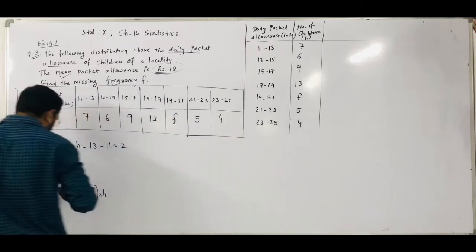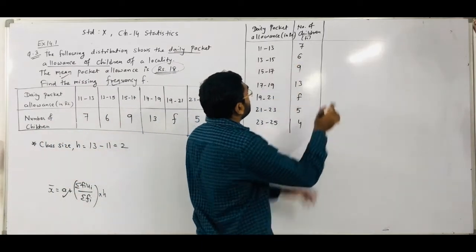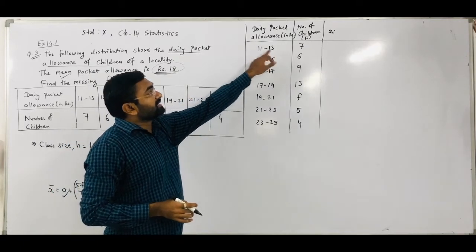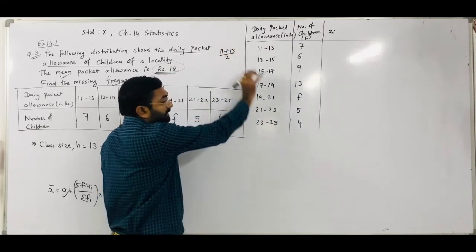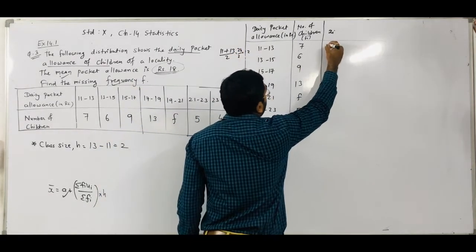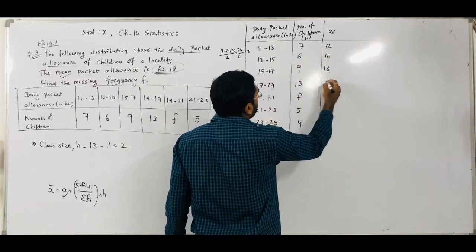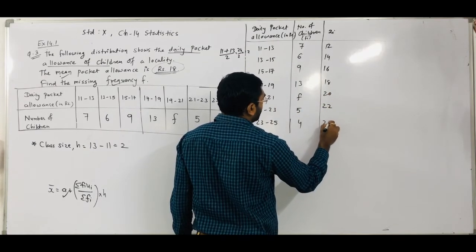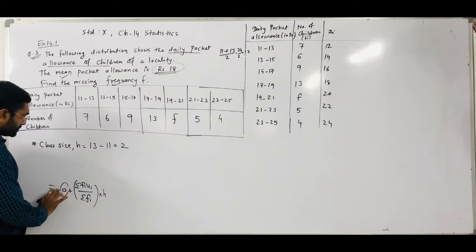As I told you, in the step deviation method we require an a value, and we get it from the xi column. So for the given classes, we have to find the xi values. The xi value is the lower limit plus the upper limit divided by 2. So for the first class we get 24 by 2, which is 12. That way we find the mid value of each and every class: 14, 16, 18, 20, 22 and 24. Okay.